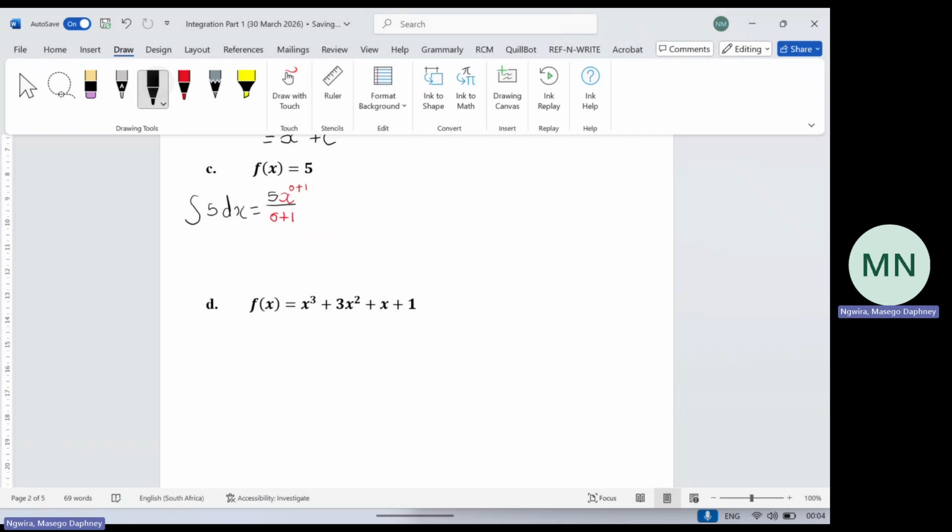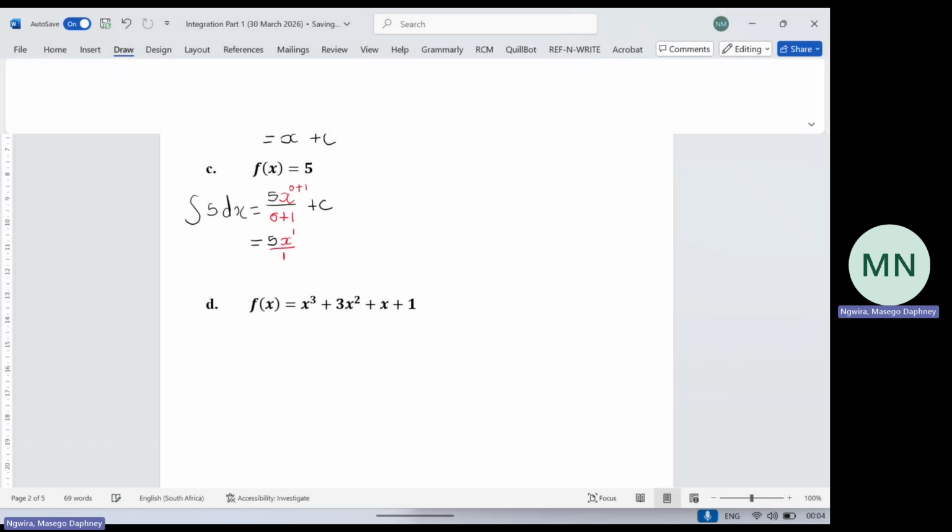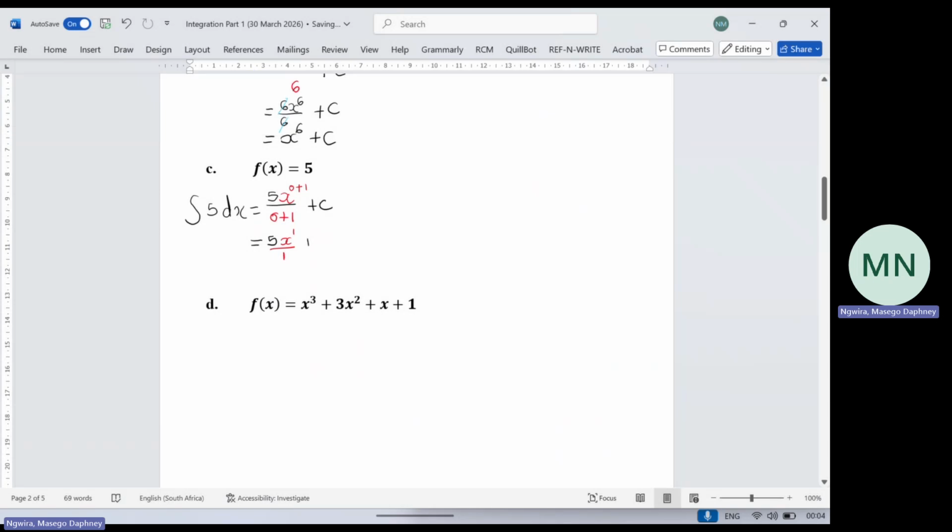And then don't forget to write the plus c. So we're going to have plus c, and then we're going to have 5, then x to the power of 1, because 0 plus 1 is 1, then this is over 1. Don't forget the plus c. And then we know that 5x to the power of 1 over 1 is just 5x, so we're going to have 5x then plus c. So that's how we integrate.